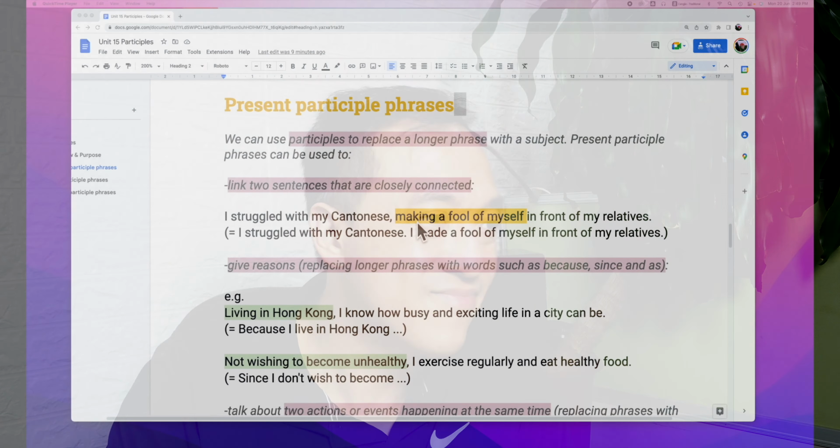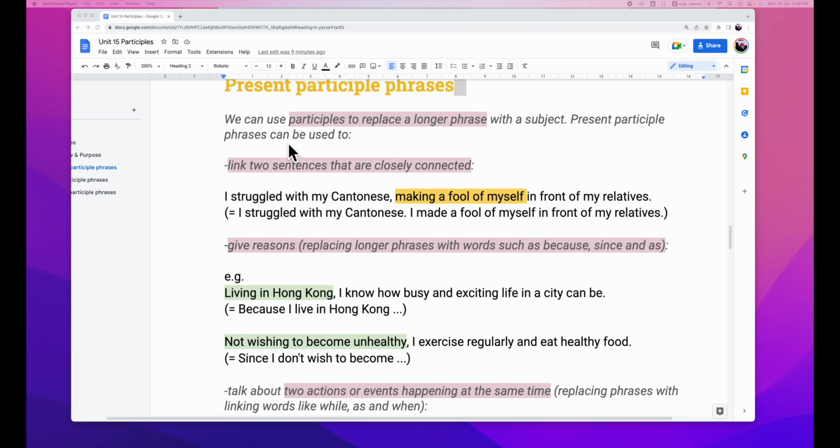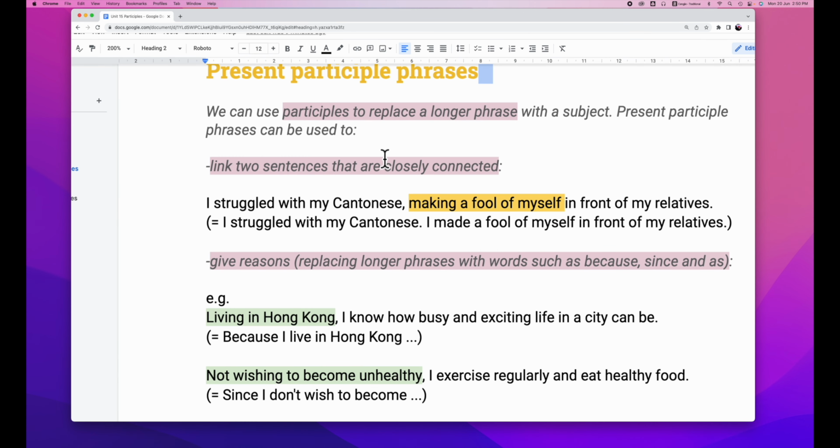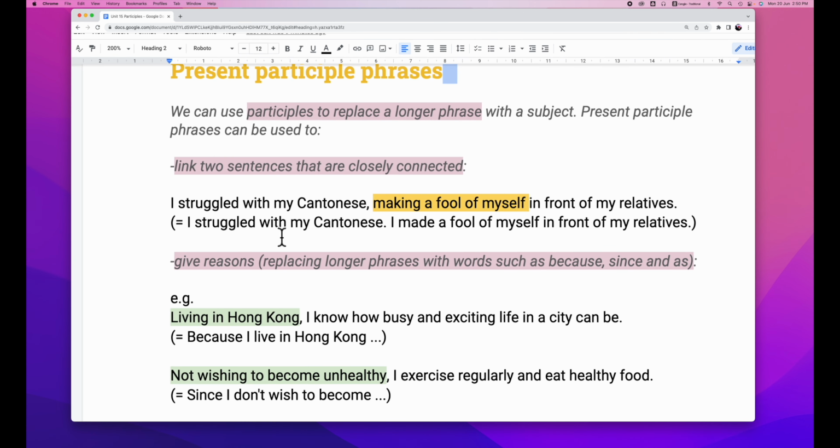Let's take a look. We can use participial phrases to replace a longer phrase with a subject. A present participle phrase can be used to, number 1, link two sentences that are closely connected. Example: I struggled with my Cantonese, making a fool of myself in front of my relatives. I struggled with my Cantonese. I made a fool of myself in front of my relatives. Both of these sentences share one subject, I. So that's why they're connected in this way.